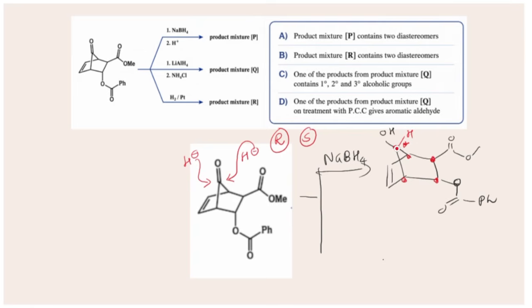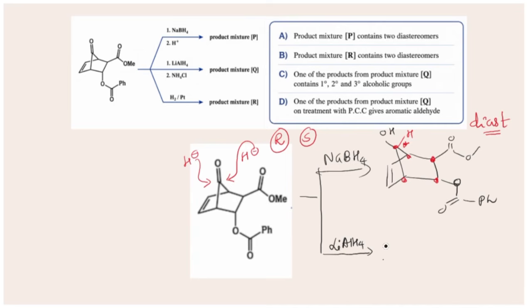Okay, it differs only at this particular configuration. All these four carbons will have the same configuration. Differing at only one configuration means what? It's going to form a non-superimposable, non-mirror image. So from sodium borohydride reduction, we are going to get diastereomers.